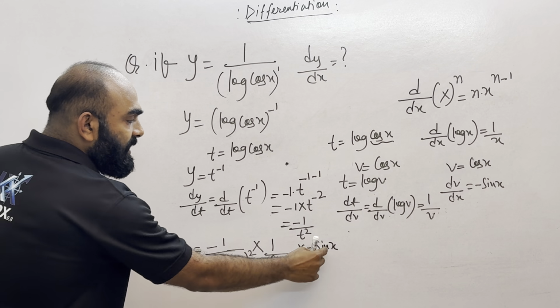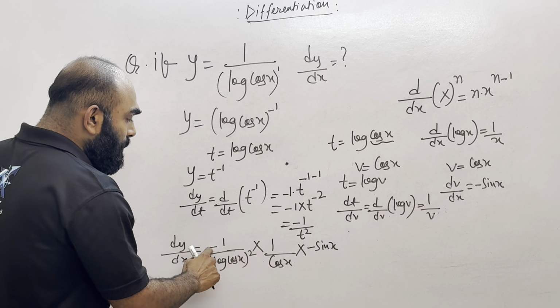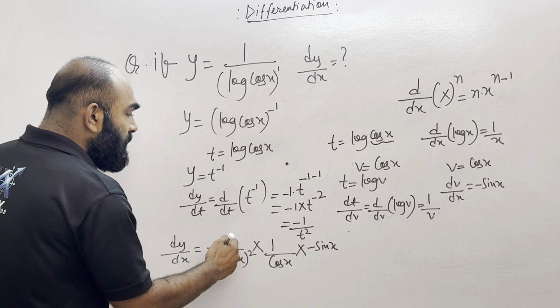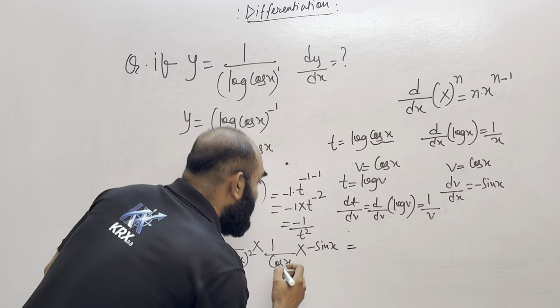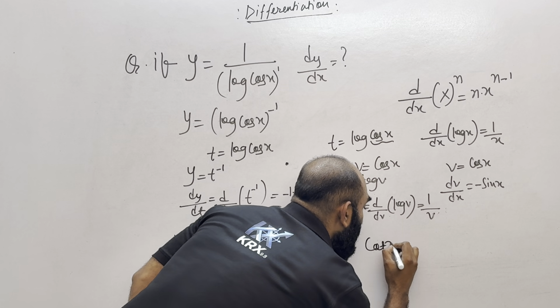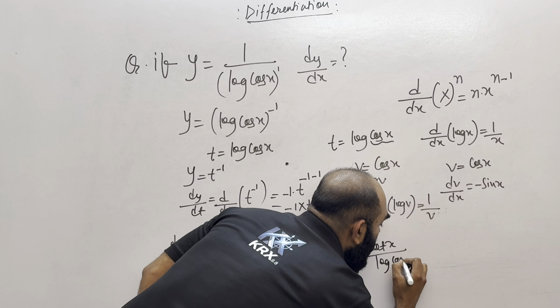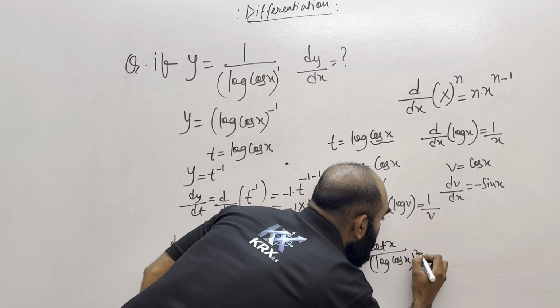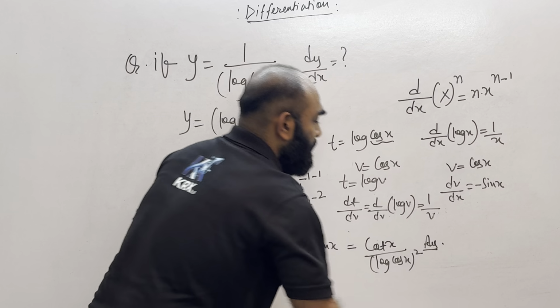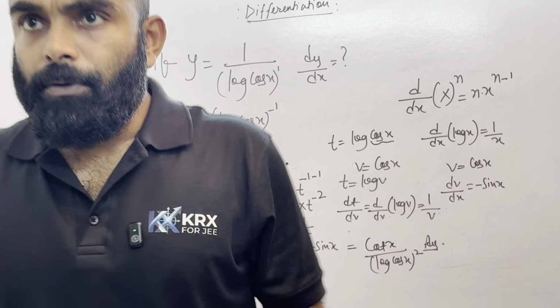So we can see here sin x by cos x, and this minus and minus multiply. So minus minus plus, and sin x by cos x is cot x. So cot x by log of cos x whole square, and this is the final answer we have. Note it down.